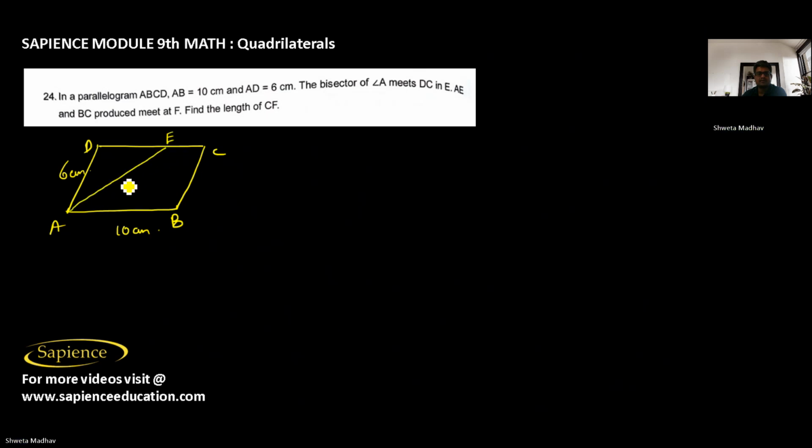And here it is told, in parallelogram ABCD, AB equal to 10 centimeter, AD is 6 centimeter, and the bisector of angle A meets DC at E.